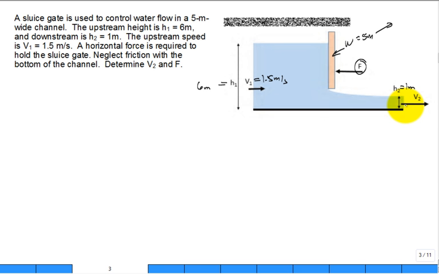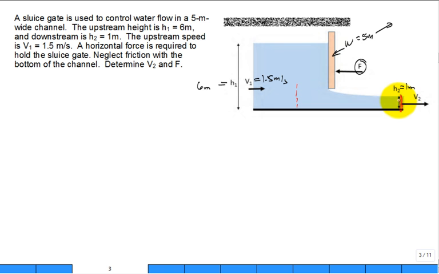So let's spend time to get the right control volume. If I'm interested in getting V2, should I cut the control volume over here? No, I need to cut the control volume where I'm interested in the velocity. I need to put the edge of the control volume way over here.